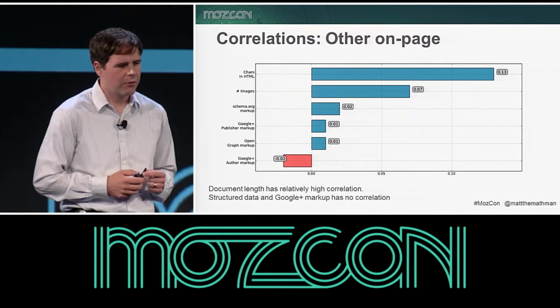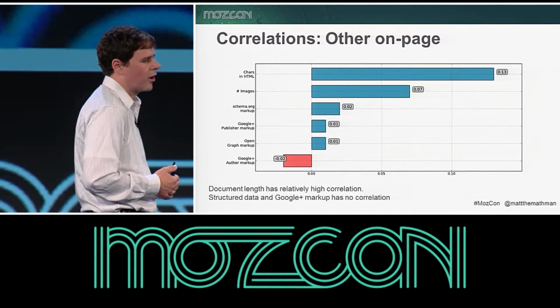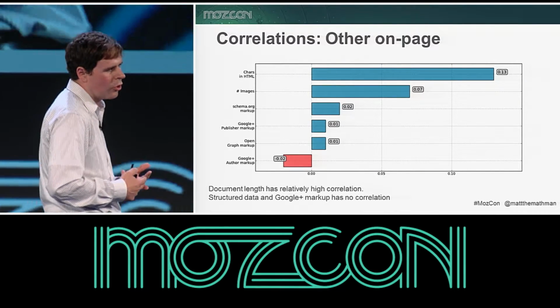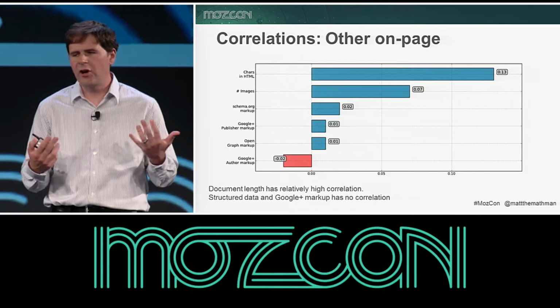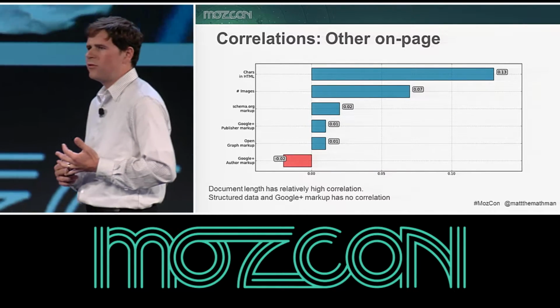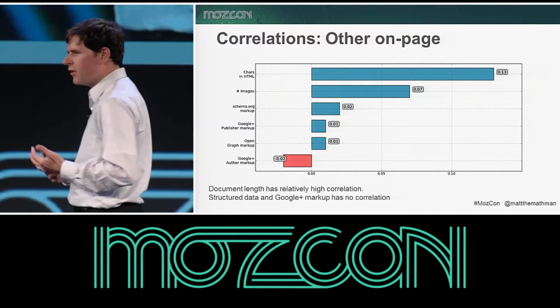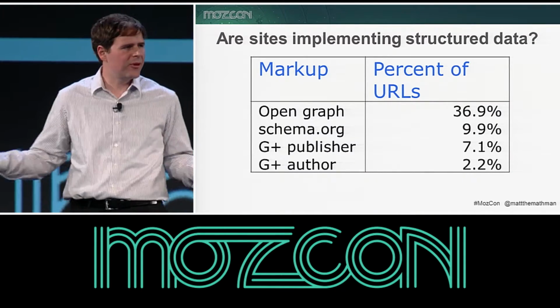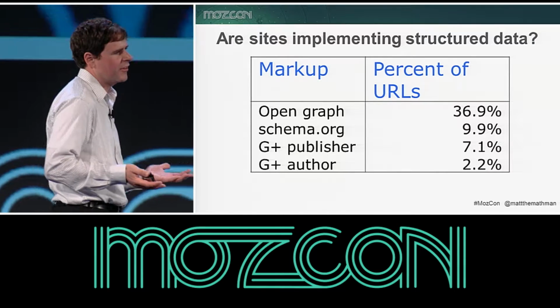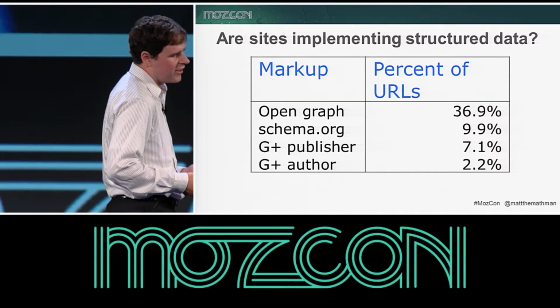Focusing on these bottom 4, they are all structured data markup: Schema.org markup, Google Plus markup, Open Graph markup. They're basically all 0 or very close to 0. So these things do not appear to be ranking signals yet. You may ask yourself, well, is this just because these sites just aren't implementing this type of markup and it can't actually be used as a ranking signal?